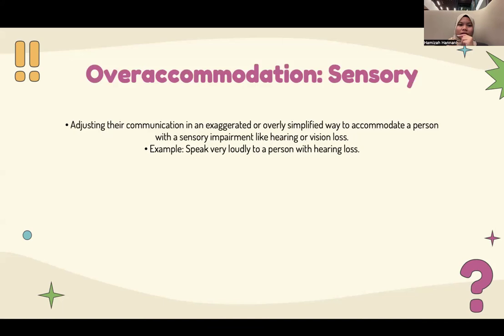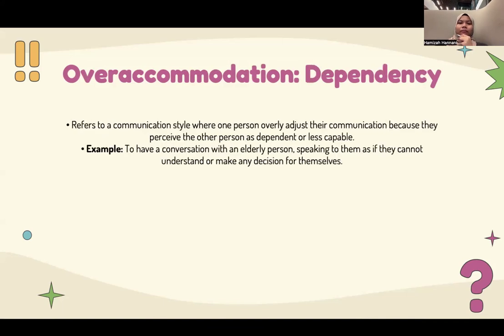Over accommodation sensory is adjusting communication in an exaggerated or overly simplified way to accommodate a person with a sensory impairment like hearing or vision loss. As an example, just like the previous example, you speak very loudly to a person with hearing loss, but actually they just need to read your lips, no need to shout and everything.